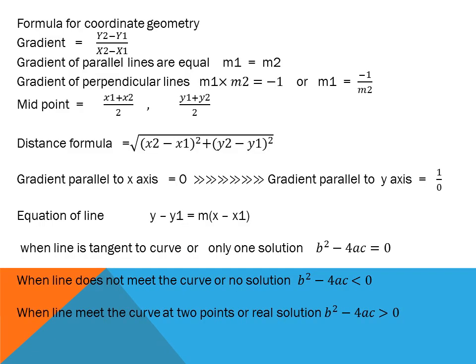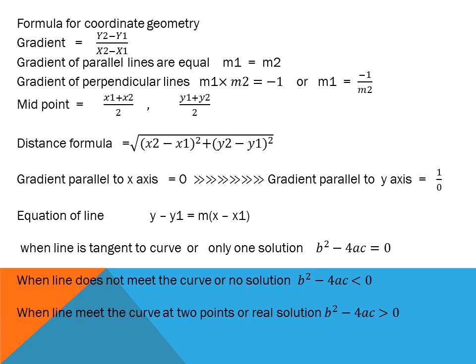First of all, I should explain some formulas. The formula sheet is related to the formulas which you have already done in O level. First of all, the gradient of a straight line. The gradient is equal to y2 minus y1 over x2 minus x1.